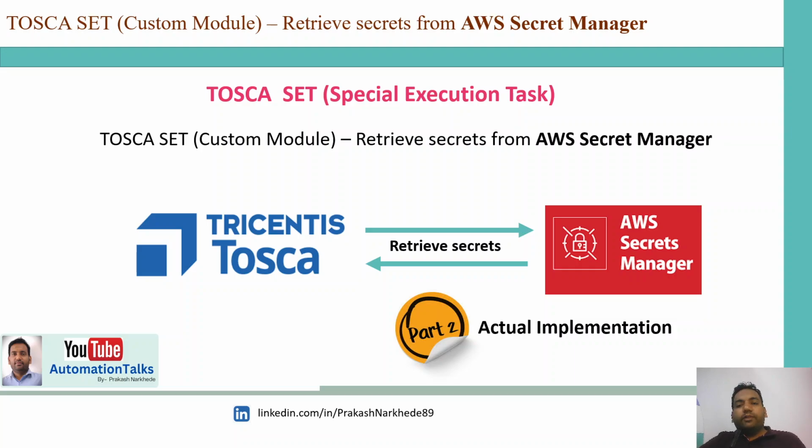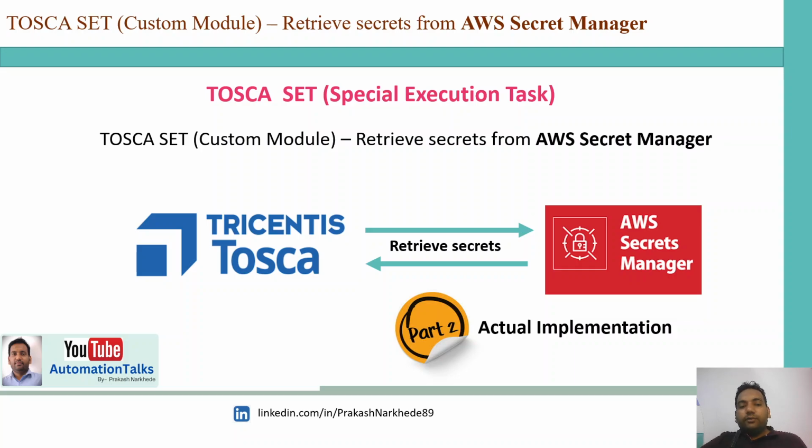So in continuation with my last video, where I spoke about the requirement where I'm going to retrieve the credentials from AWS Secret Manager to Tricentis Tosca. Rather, Tricentis Tosca is going to pull the credentials from AWS Secret Manager and use them in my test cases or test automation wherever it is required or necessary.